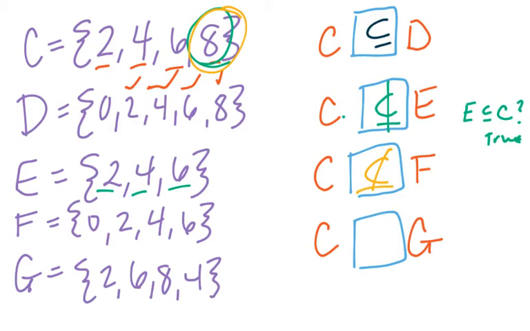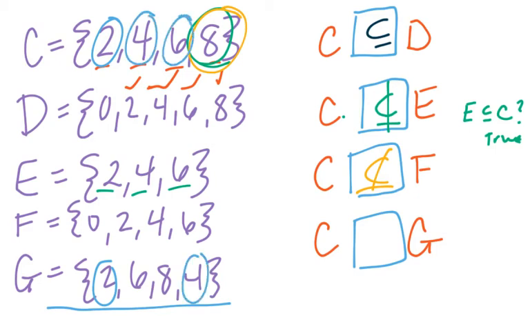And lastly, we look at set C and G. Set C contains the elements 2, 4, 6, and 8. Set G contains the elements 2, 6, 8, and 4. If you notice, they're the same elements, 2, 2, 4, 4, 6, 6, and 8, and 8. So therefore, all elements of C are contained in G. So therefore, C is a subset of G.